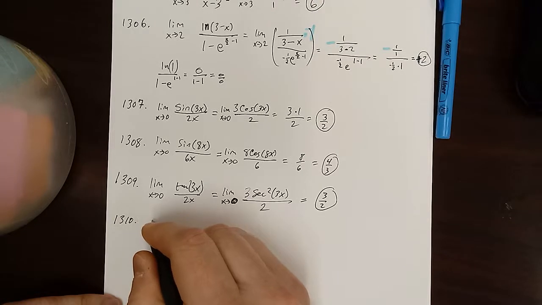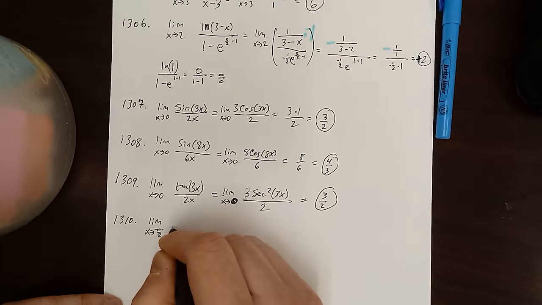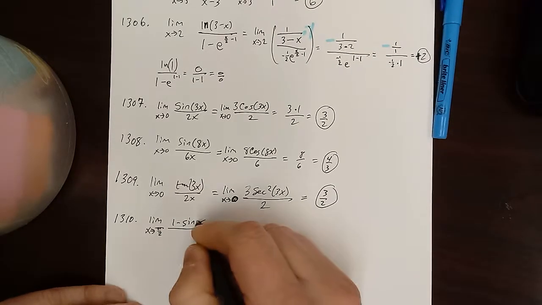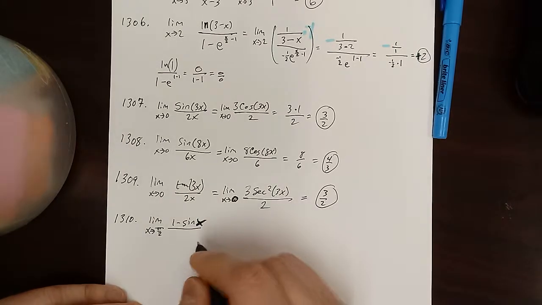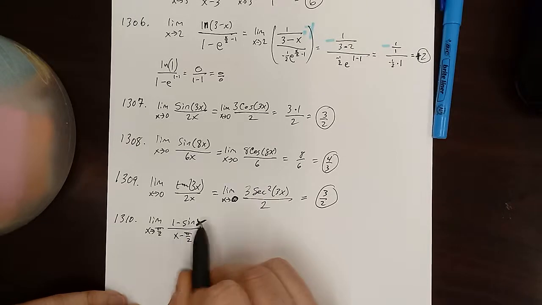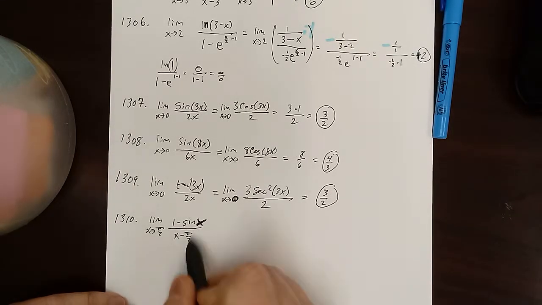1310. Limit as x goes to pi over 2 of 1 minus sine x. Sorry, I got ahead of myself. Started writing the pi there. Then x minus pi over 2. So the top, 1 minus, well, sine of pi over 2 is 1, so 1 minus 1 is 0. We get 0 over 0 again.